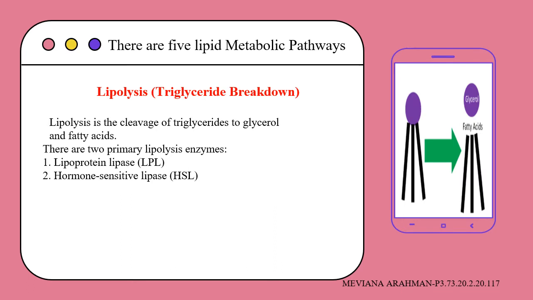There are 5 lipid metabolic pathways. First is lipolysis, or triglyceride breakdown. Lipolysis is the cleavage of triglyceride to glycerol and fatty acid. There are 2 primary lipolysis enzymes. The first one is lipoprotein lipase, or LPL, and the second one is hormone-sensitive lipase, or HSL.